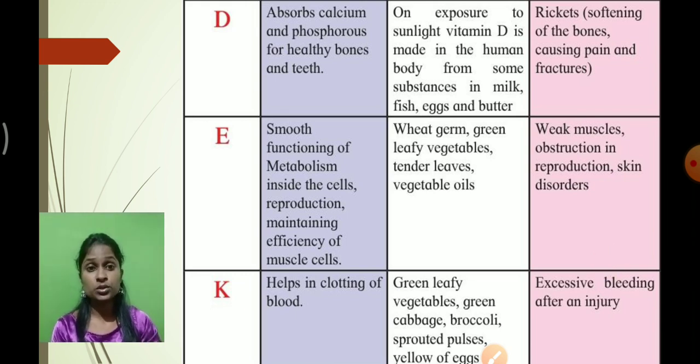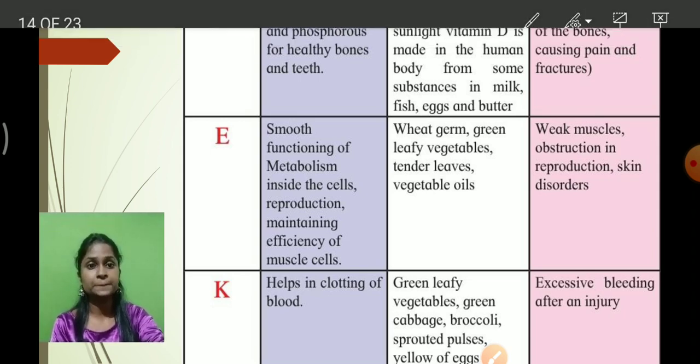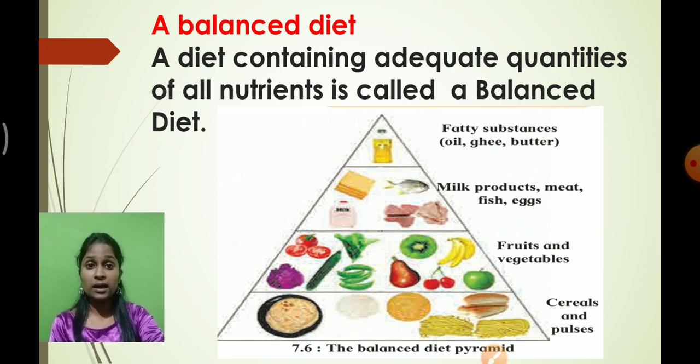Okay, so that's why, students, all these vitamins are present in fruits and vegetables. That's why remember to eat all types of fruit, and remember to eat all types of vegetables as well. Okay, now to have a proper body, we need to have a balanced diet.